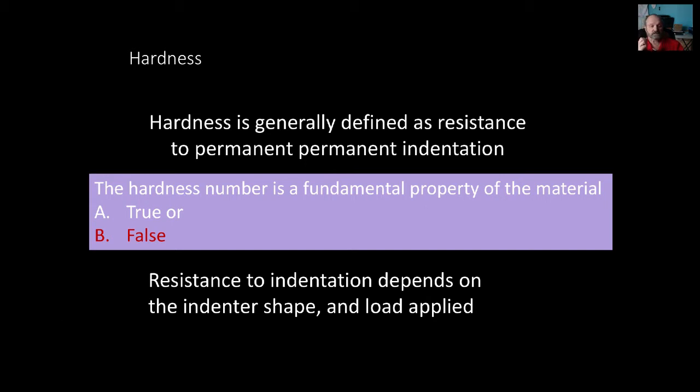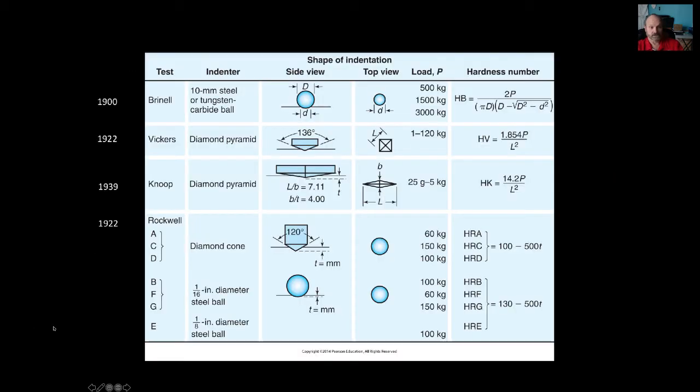It's the resistance to permanent indentation, but it depends. The hardness number itself depends on how you do the test. What type of indenter do you use? What's the shape of the indenter, and what's the load that you're applying? So there are different classifications of hardness. This is a really nice slide. This is something you should either print out or have access to during any exam that you might do, or even put it in a notebook somewhere so that you can refer back to it in your other classes, especially, for example, materials.